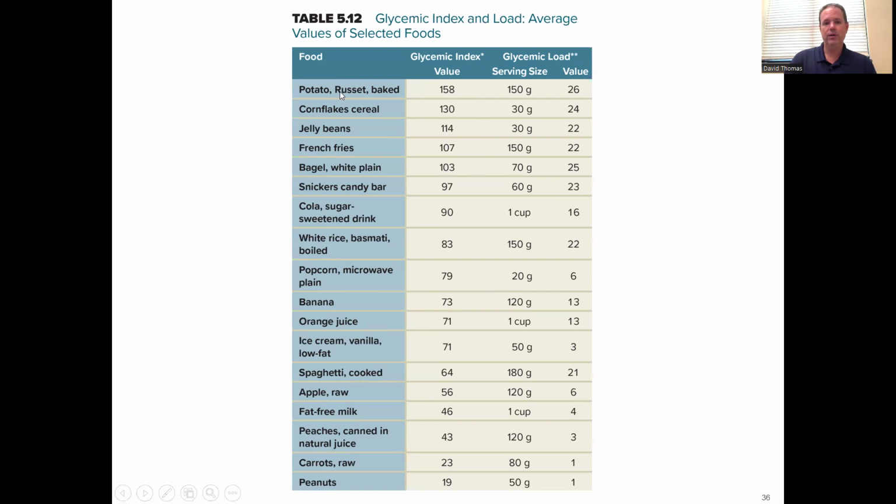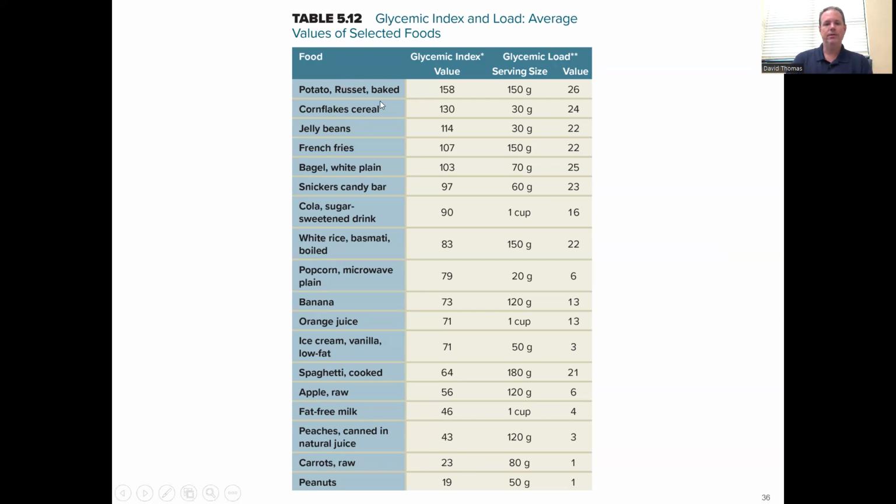At the top of the list for glycemic index are potatoes, russet baked potatoes. So if you eat a potato, that has a higher rate of being absorbed into the blood quicker than something like maybe carrots would, raw carrots. And so carrots have a very low glycemic index, which is better for us if we're watching things like diabetes or if we're watching things like carbohydrates. It's better to eat lower down on that glycemic index.